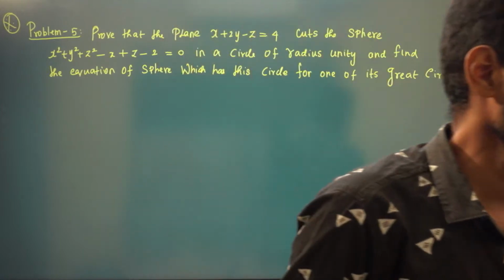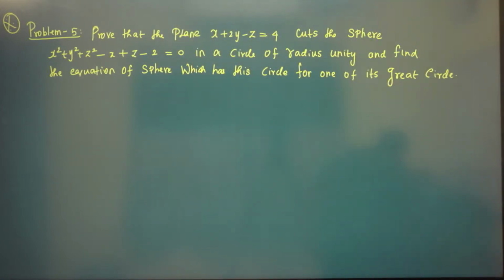First part is very easy. Second part is slightly tricky, right? So we need to prove that the plane cuts the sphere in a circle of radius unity. That is very easy to prove, right? You can use Pythagoras theorem to prove the radius is 1 for that circle. Find the equation of sphere which has this circle for one of its great circles. So first we need to understand what is meant by great circle. So very easy. So what is a great circle?